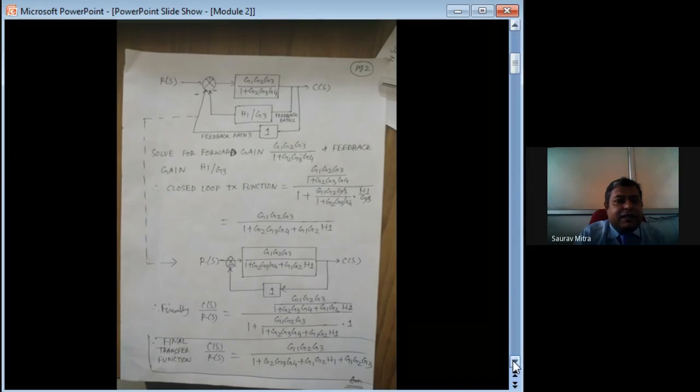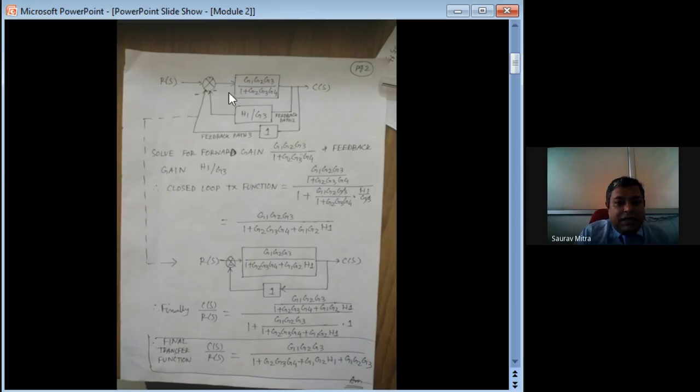Now you can check that G1 we have included in this G2 G3, so the top forward path has become G1 G2 G3 divided by 1 plus G2 G3 G4. So now there are only two feedback paths, one is H1 by G3, and the bottom part, if you are not writing anything, automatically it becomes 1. So now step by step we can solve this.